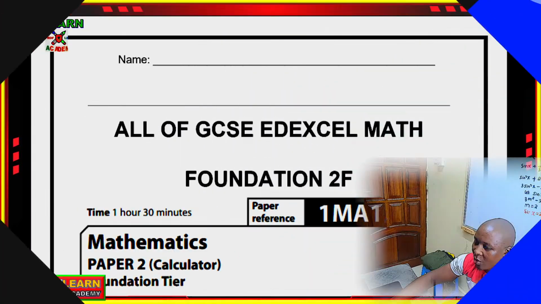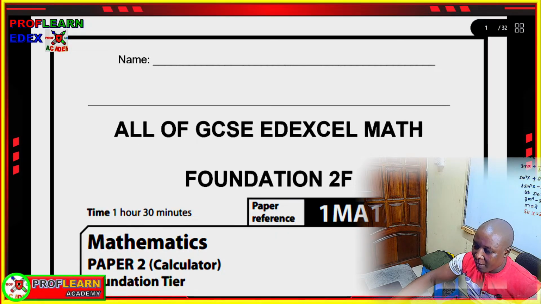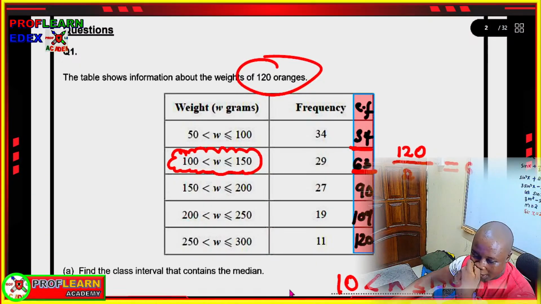In this video, we are going to go through this foundation paper, and you can see one of the questions we said we need to know is to identify the class interval that contains the median.